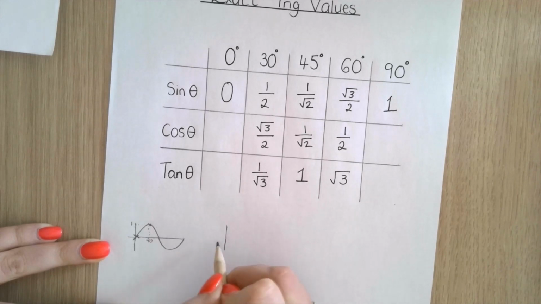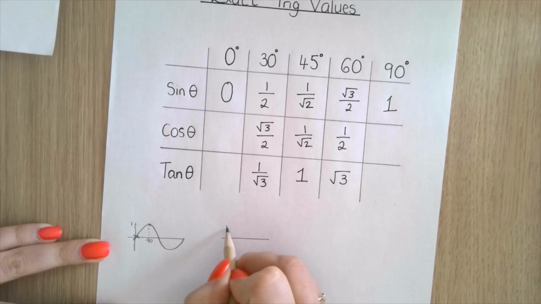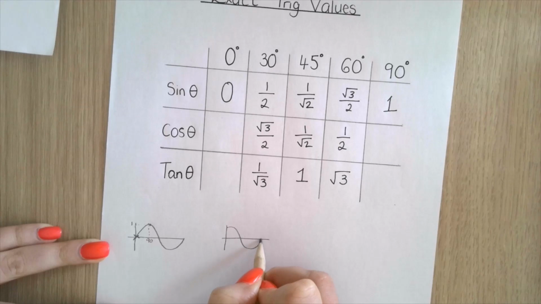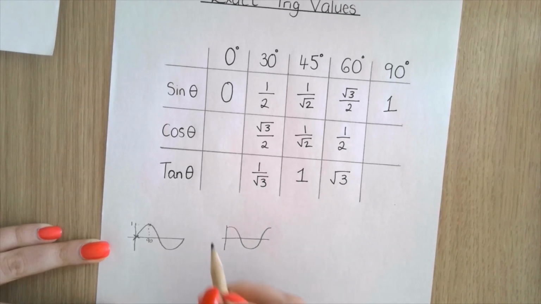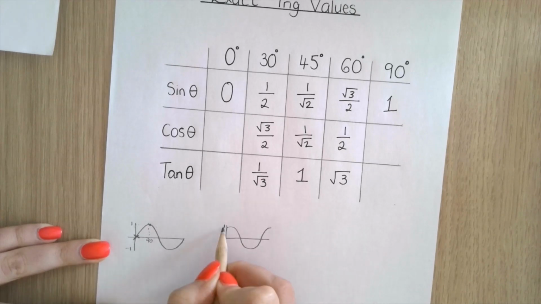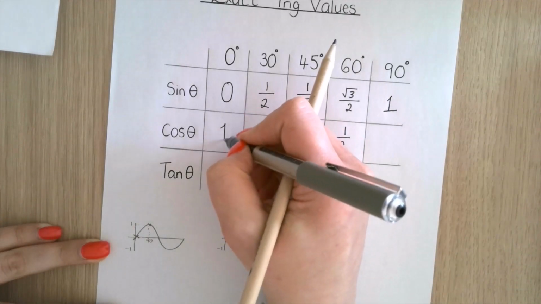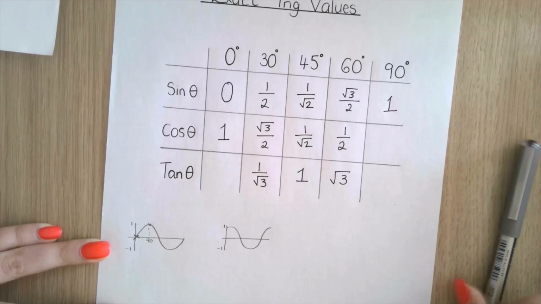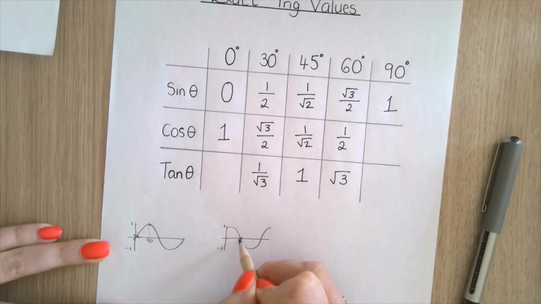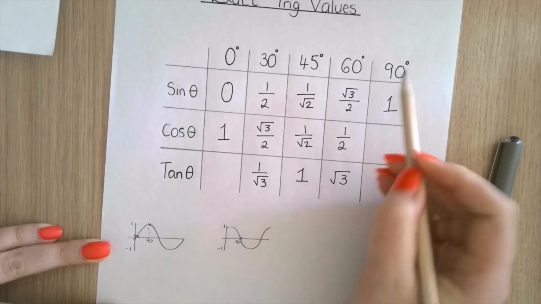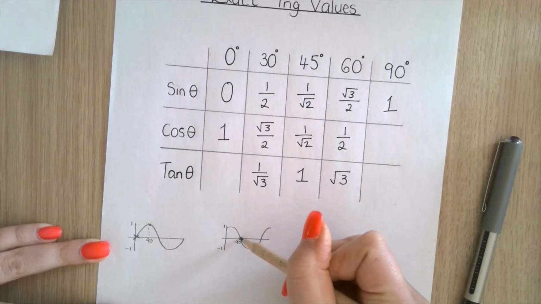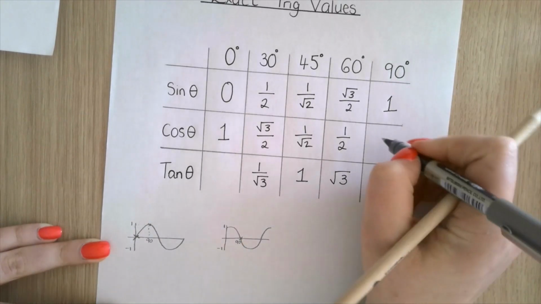The graph of cos theta looks like this, with this pattern repeating every 360 degrees. This value here is 1, therefore cos of 0 gets me a value of 1. This value here is 90, and therefore cos of 90 gets me 0.